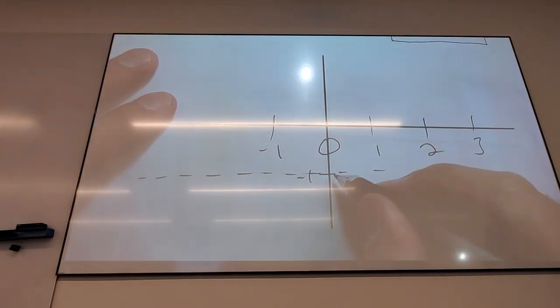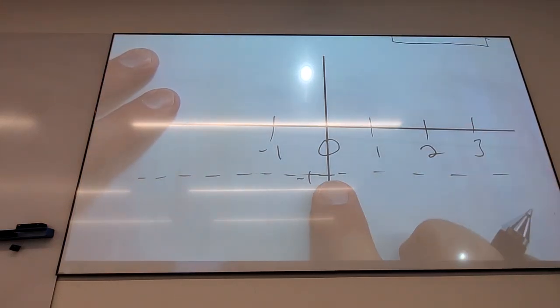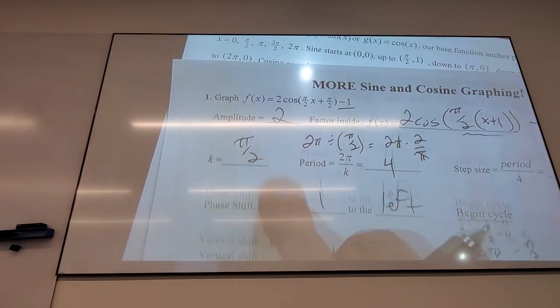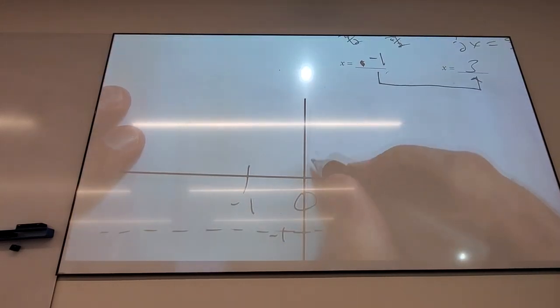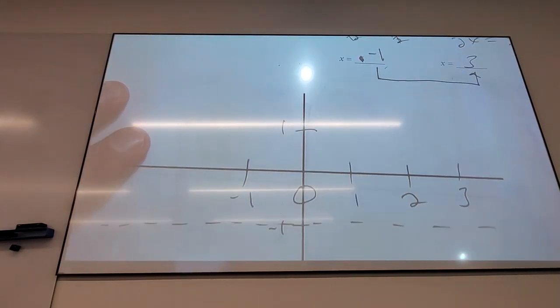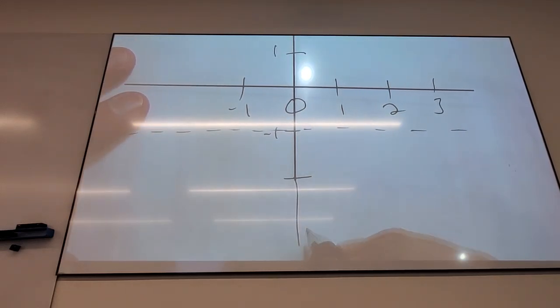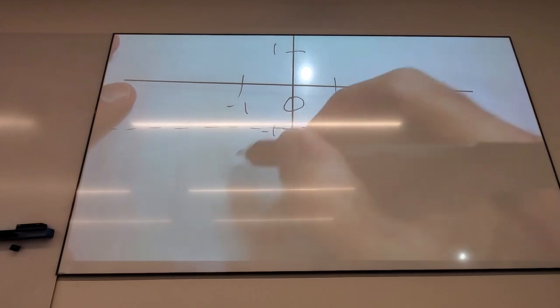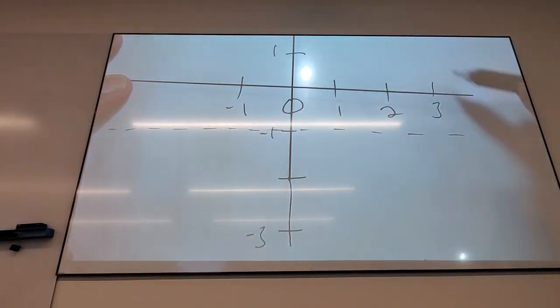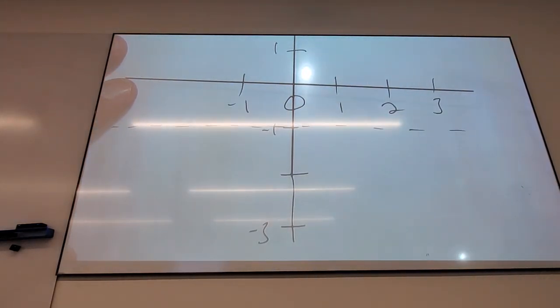How far away from this midline do I go in either direction? What tells me that? Amplitude. So if I go 2 up, I'm at 1 now. And if I go 2 down, where will I be? -3. So now my function is going to live within here. Do you guys see that?